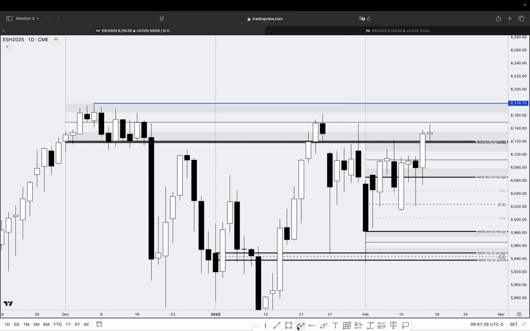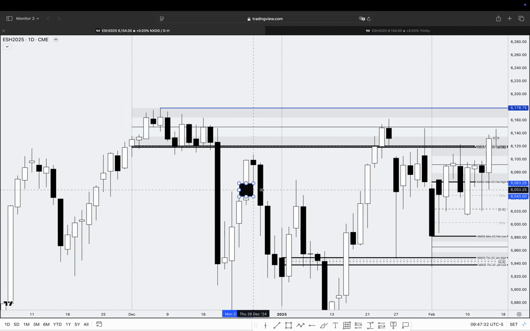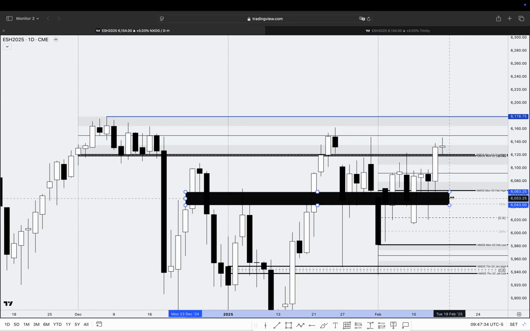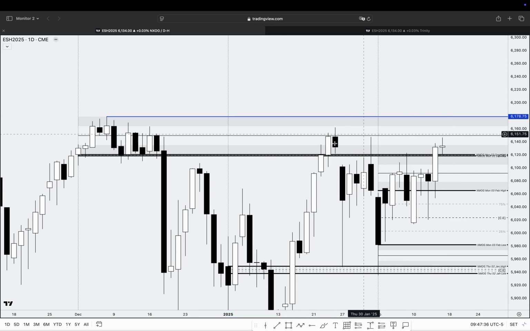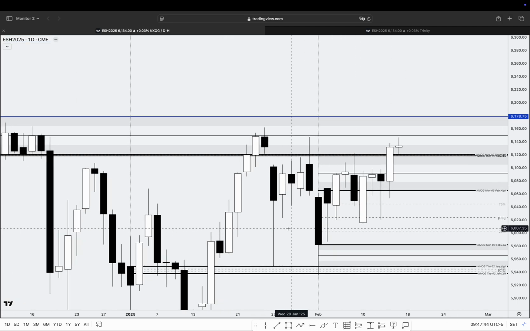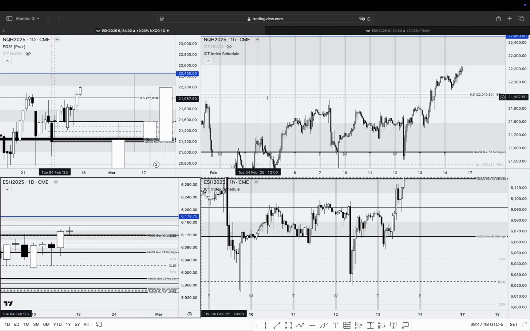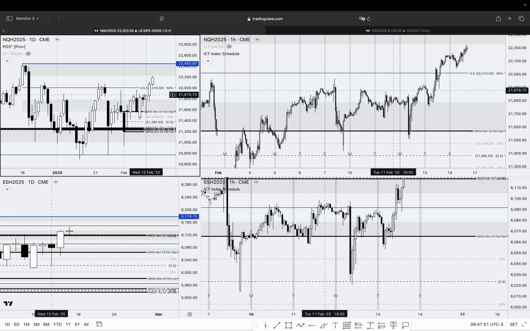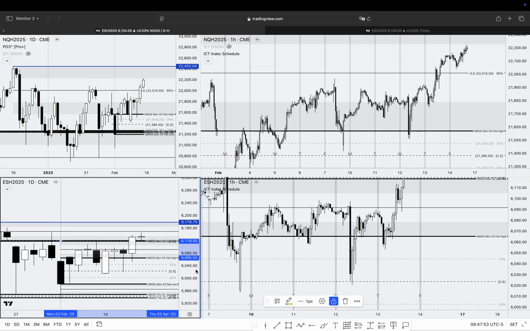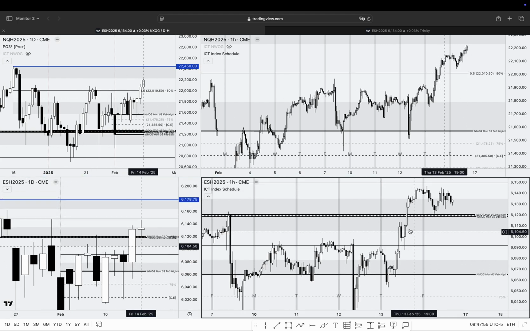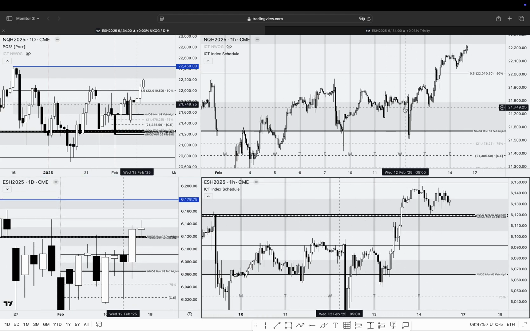And instead of having, because if you annotate every PD array on your daily chart, you always have a very messy chart. So I prefer to have it like this. For me, this is beautiful. I don't need anything else. And then I have here the daily chart, and then I have the hourly chart from both assets.